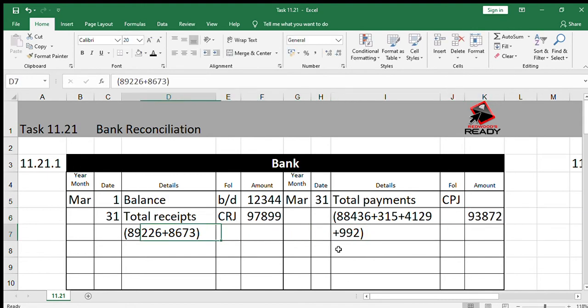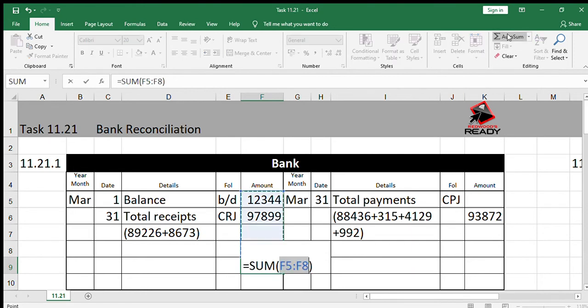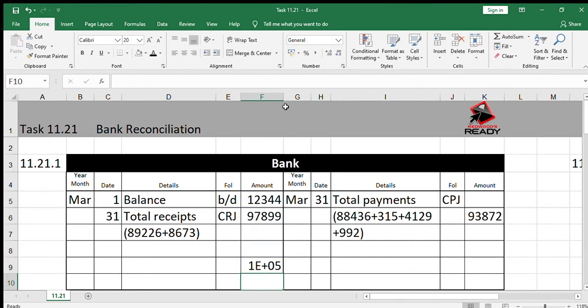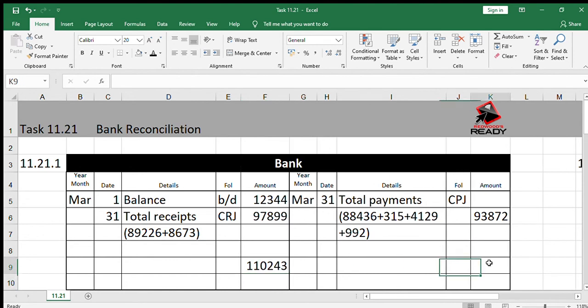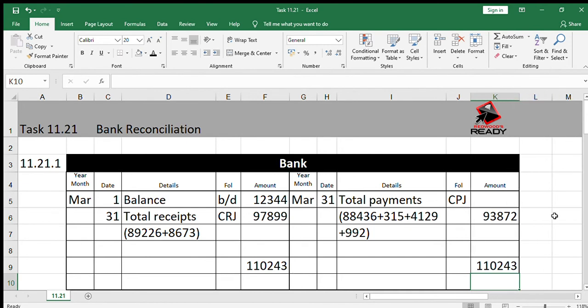Okay, now in the bank account, what we'll do is just balance it. So we're going to look at which side looks bigger. The debit side looks bigger to me. So I'm going to put that answer in on both sides, the total, I mean. Okay, so 110,243 on both sides. Okay, and then just balance out.